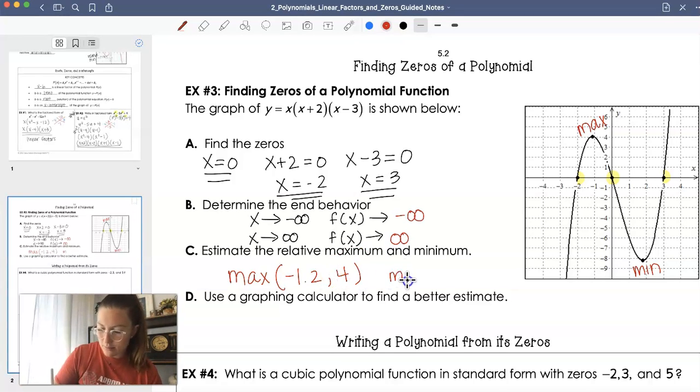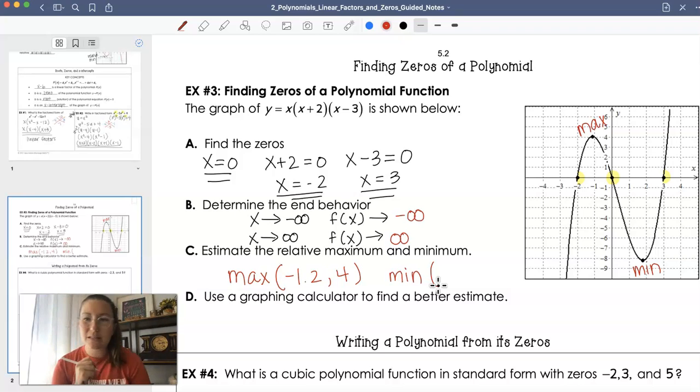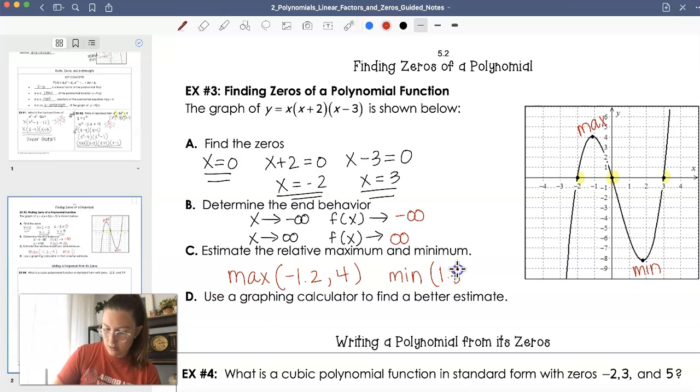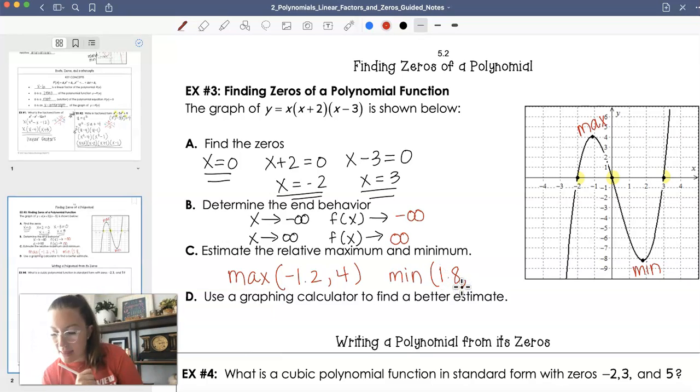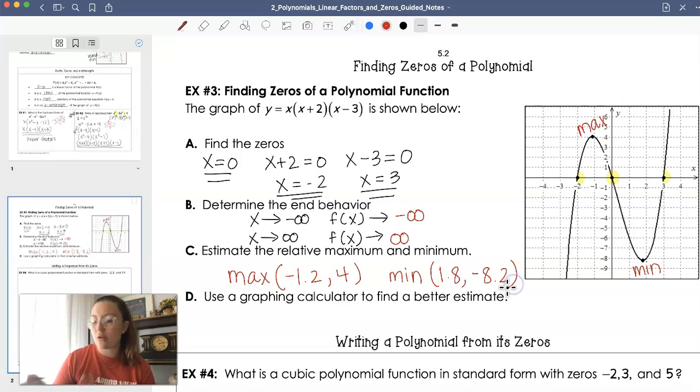Okay, now let's do our min. Our min x value would be in between 1 and 2, but closer to 2, so maybe like 1.8. And then our y value is way down here at -8, a little past -8, so maybe it's like -8.1, -8.2, I don't know. This is just an estimation, somewhere in there. All right, now I'm going to show you how to do this on your actual graphing calculators.